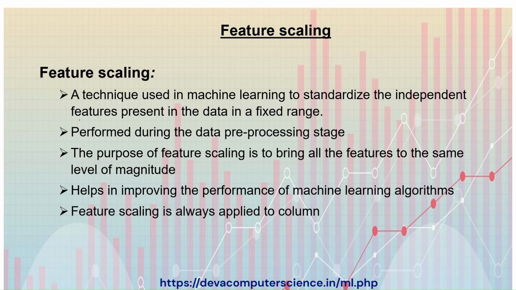Feature scaling is a technique used in machine learning to standardize the independent features present in the data in a fixed range, performed during the data pre-processing stage. The purpose of feature scaling is to bring all the features to the same level of magnitude, which helps improve the performance of machine learning algorithms. Feature scaling is always applied to a column.